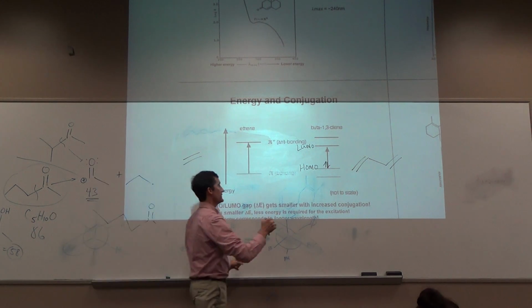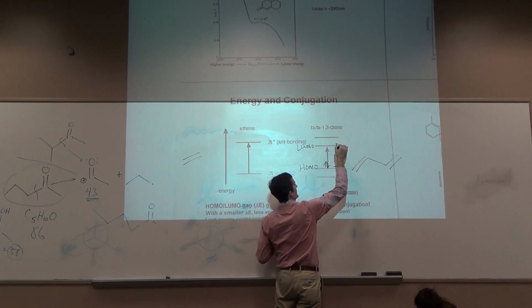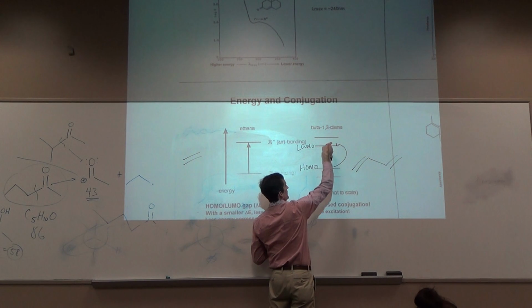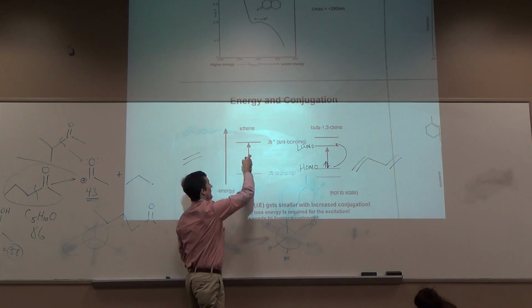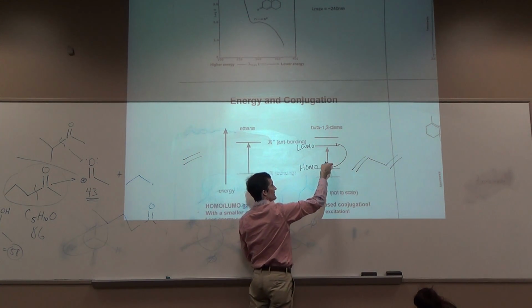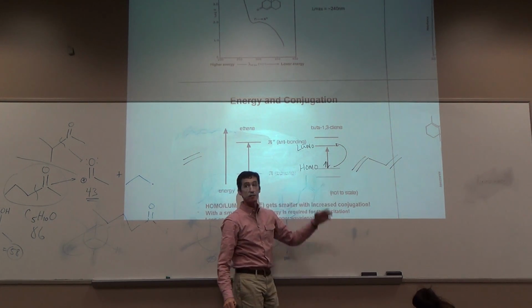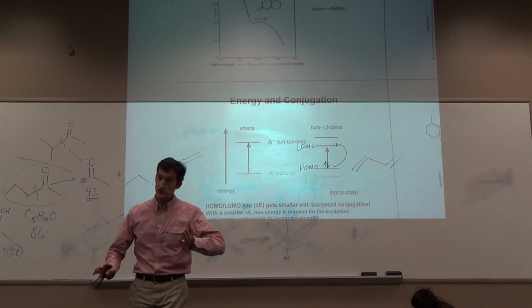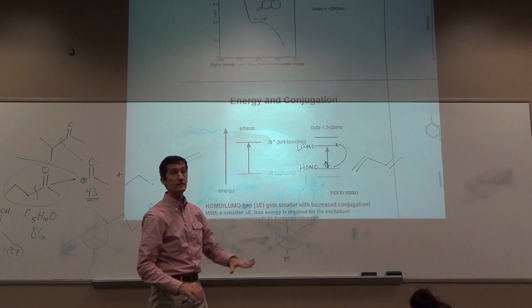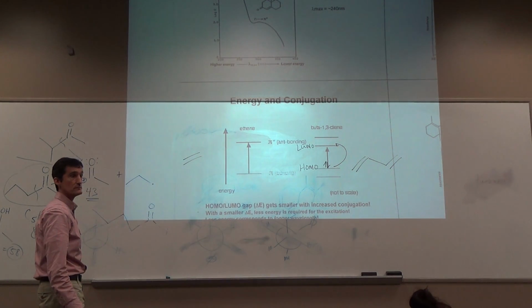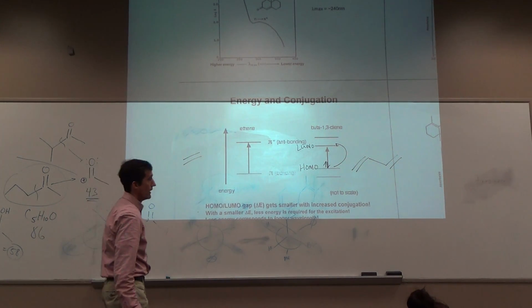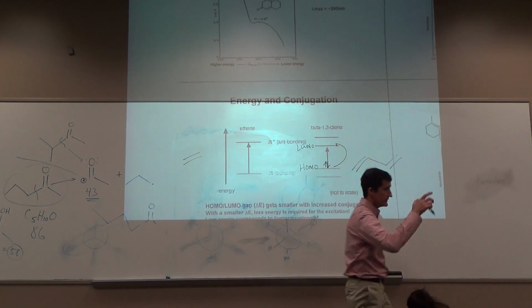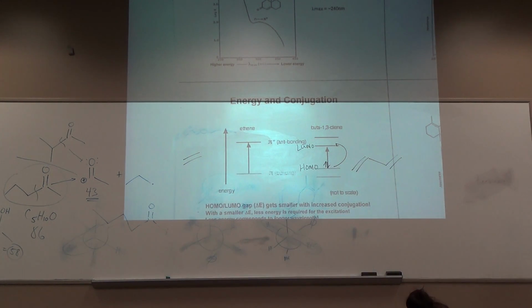Since it decreases, the energy you need to excite an electron up there, that's the arrow, is smaller. Do you need more energy or less to excite it up? Less energy, and since everything's quantized, it's going to be a longer wavelength that does that. The more conjugation, the smaller the gap between your HOMO and LUMO.